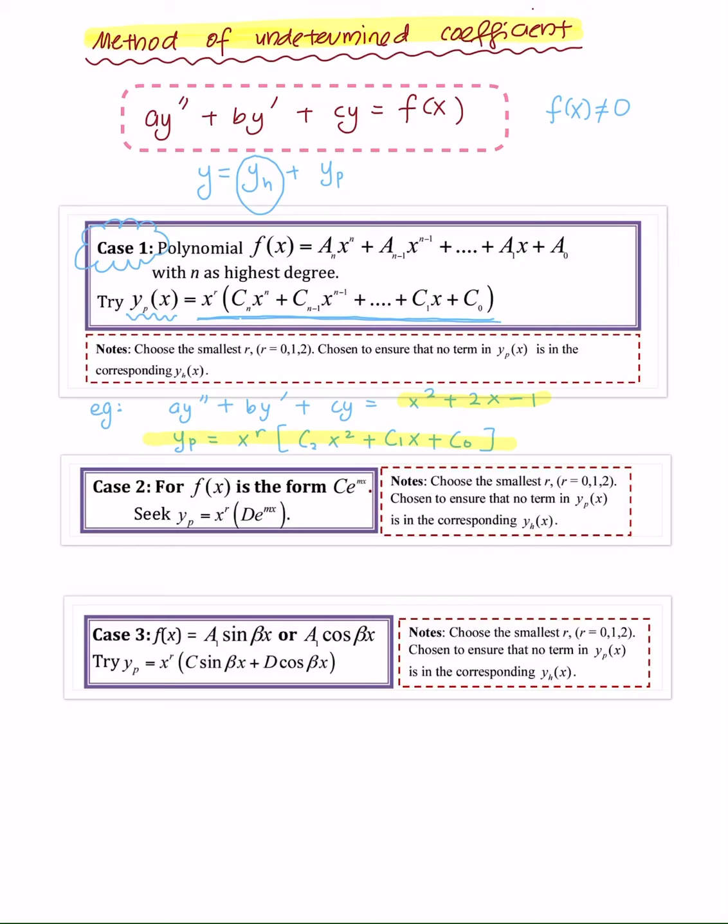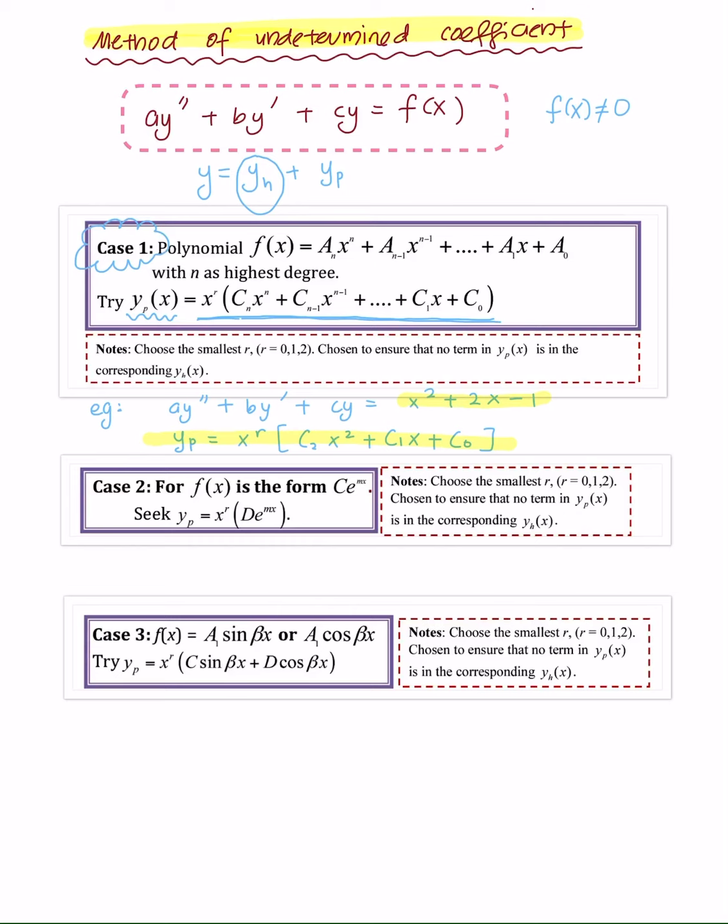First, of course, we choose the smallest one, which is r equal to 0, and then we check for similarity. If there is any similarity, then we add the value of r, so r equal to 1, and then check again yh and yp. If there is no similarity, then we accept the value of r. If not, we need to increase the value of r until we cannot find any similarity. I will discuss this in the example later.